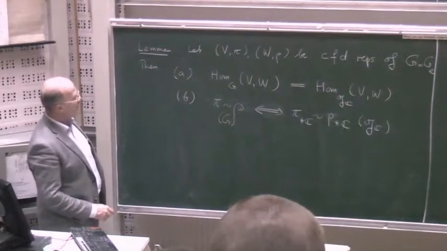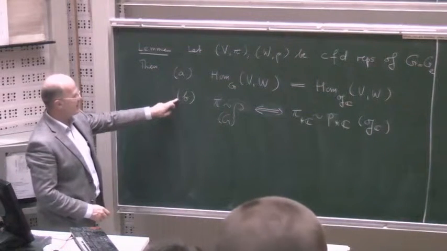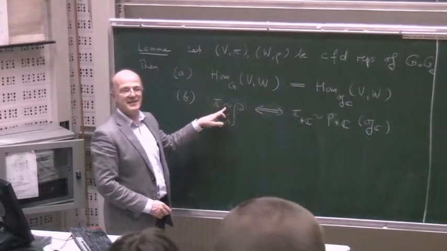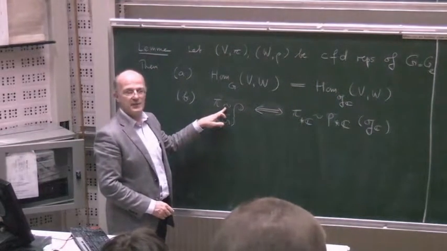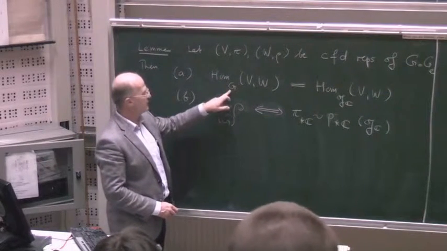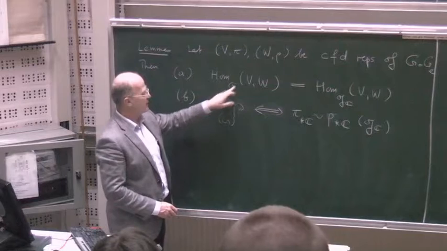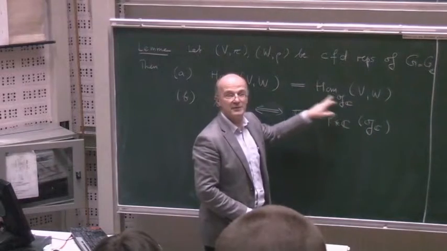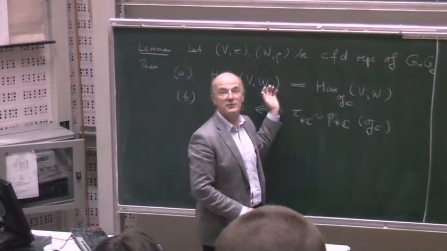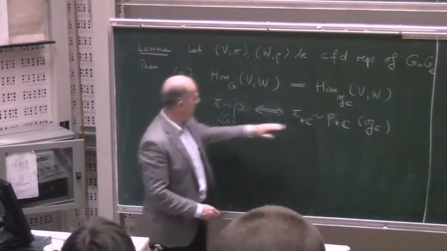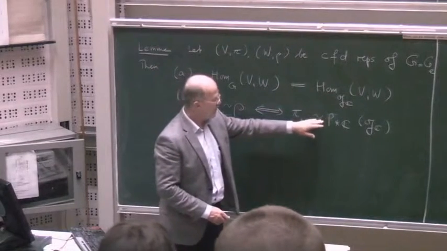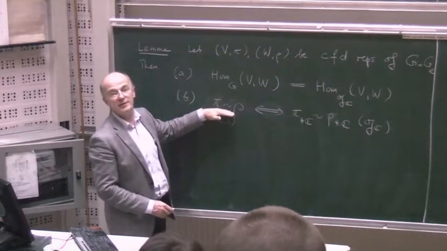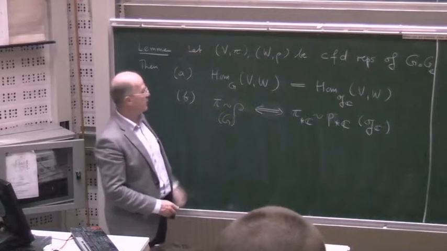Now again, once we have A, we have B, because this means precisely that there is an isomorphism from V to W, which is G equivariant. But such an isomorphism is also GC equivariant because of this equality, and the other way around. So if we have an equivalence here, we get an equivalence there. I mean, the map that realizes the equivalence here is the same map that realizes the equivalence here. Right? So A implies B is quite obvious.